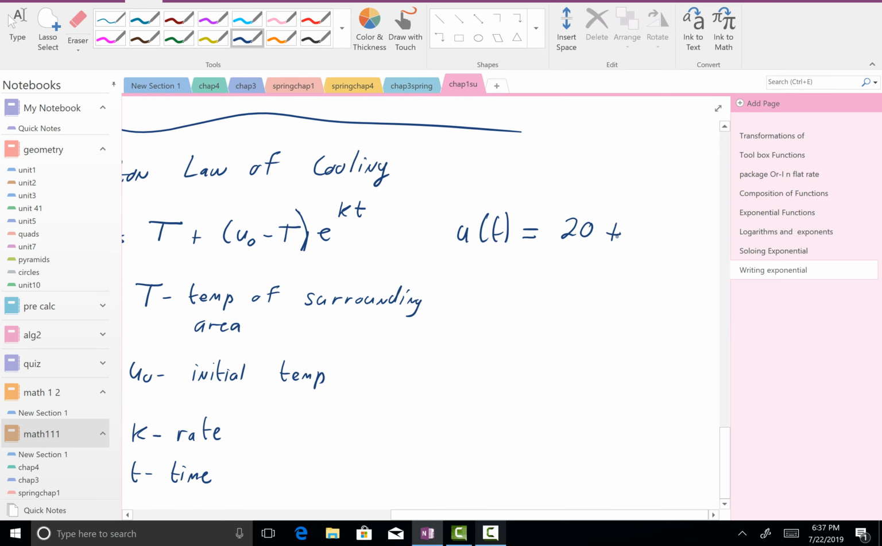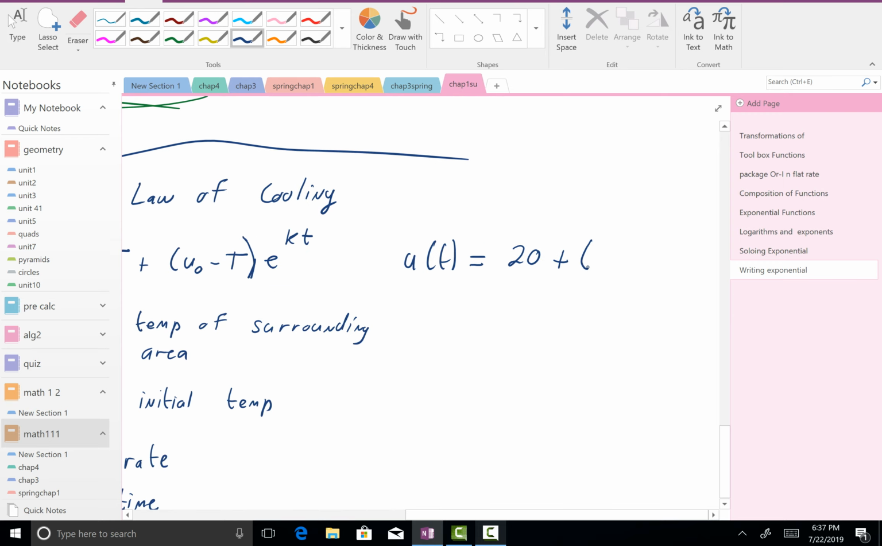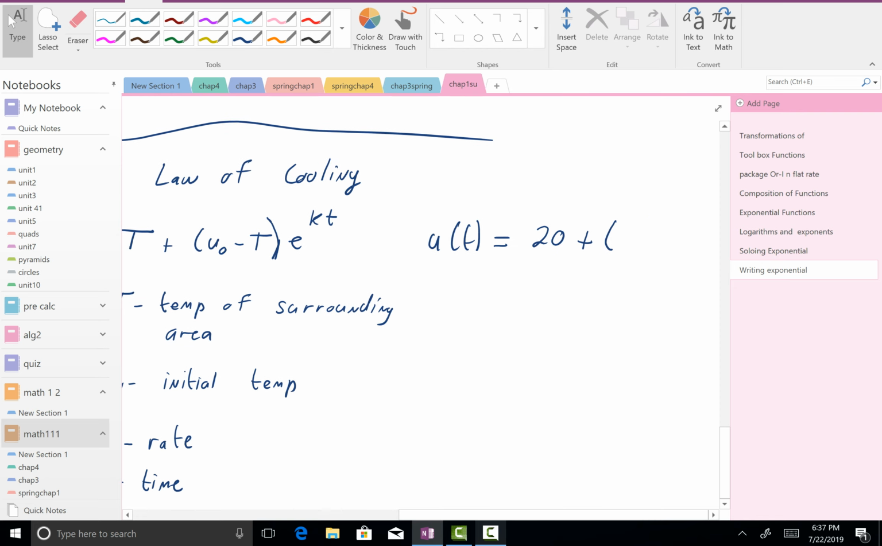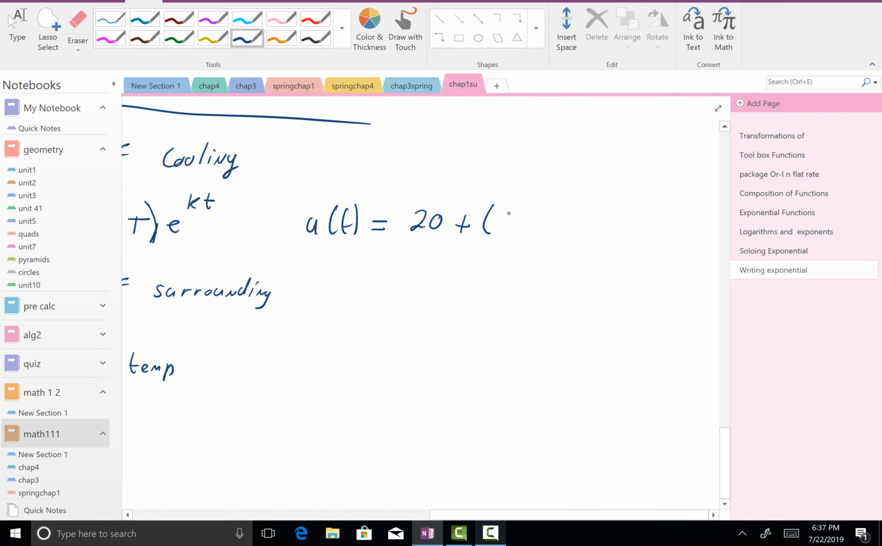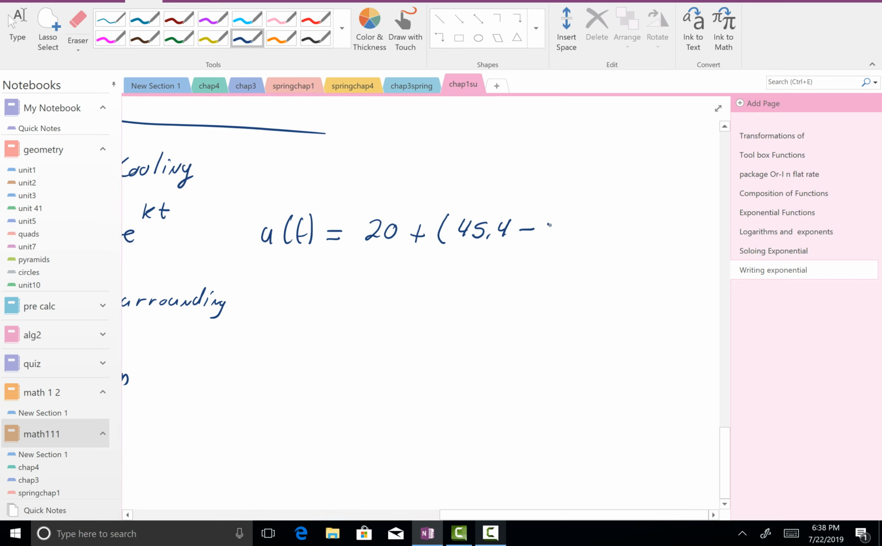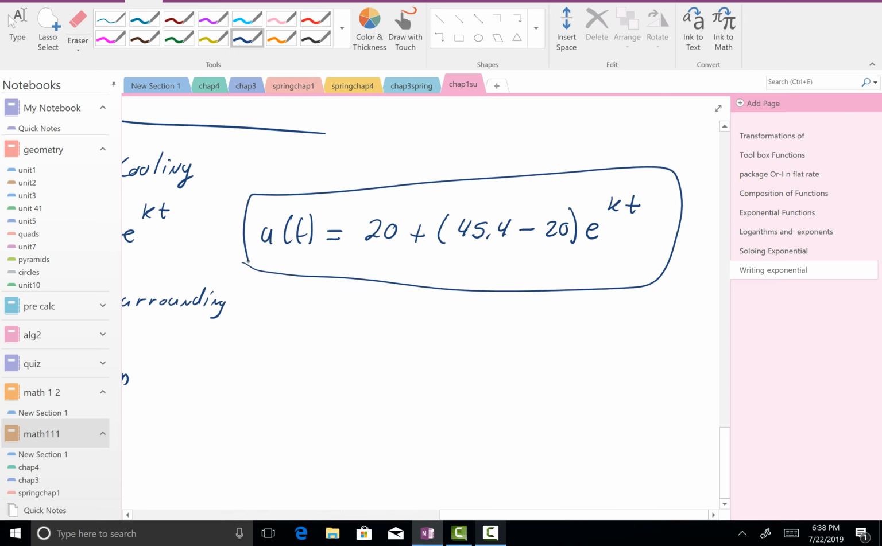So I'm just going to assume that that's what it is. Okay, plus u sub 0, which is the initial temperature. So I wrote that down as 45.4 minus T again times e to the kt. So here's my equation right here. All right, so not too bad. I pretty much know everything except I don't know what that k is. I don't know what that rate is, so we're going to have to find that.